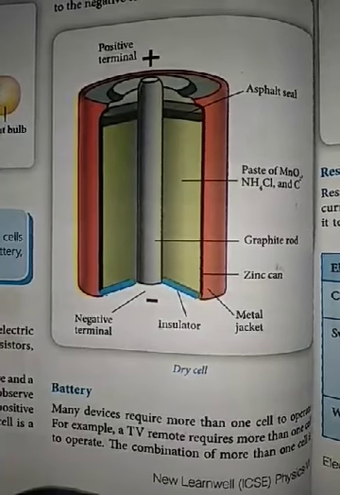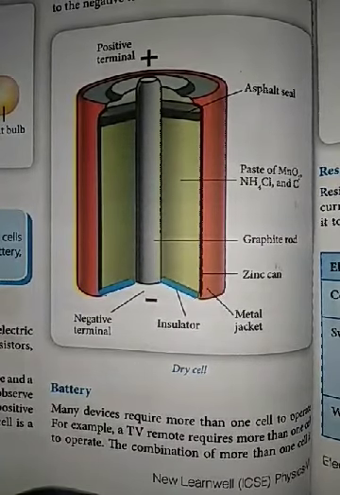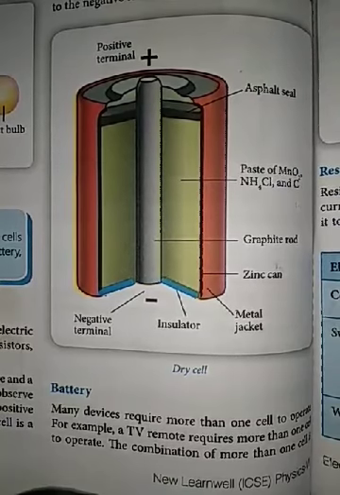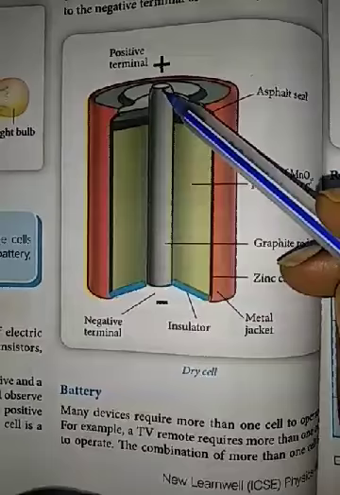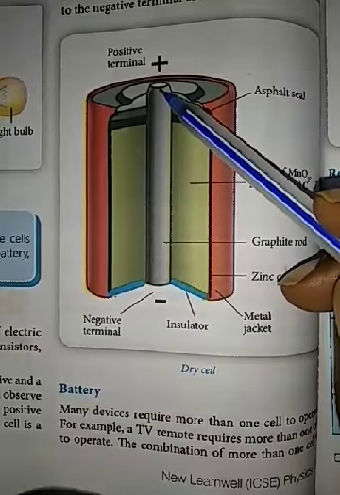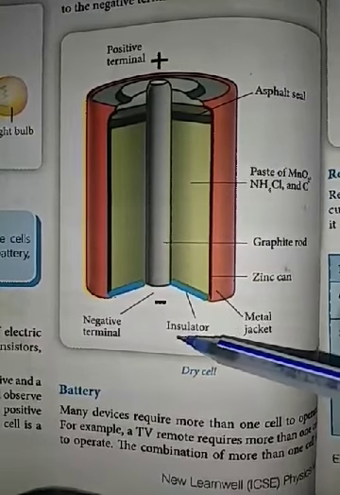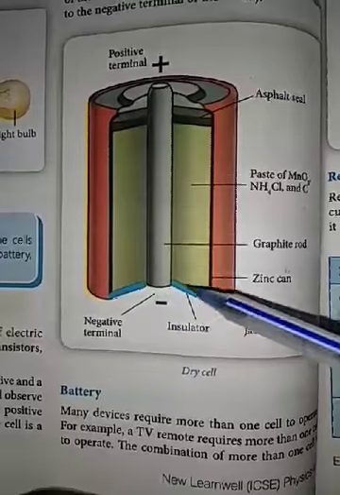If you look at a cell carefully, you will observe that it has a metal cap at one end. You see, there is a metal cap at one end, meaning the positive terminal, and there is a metal disc. This is the negative terminal.